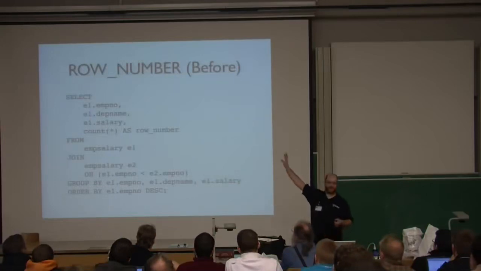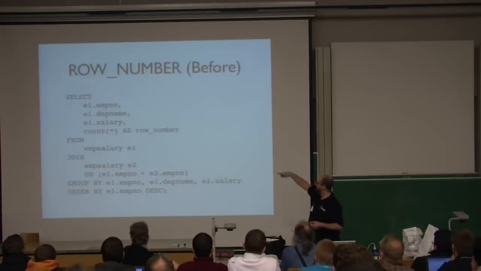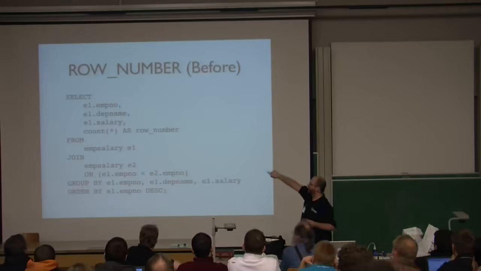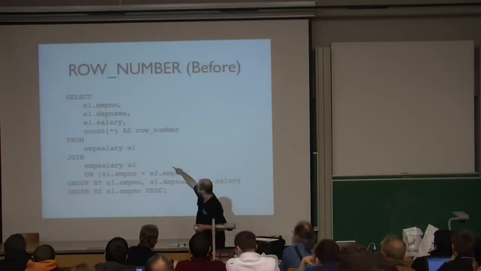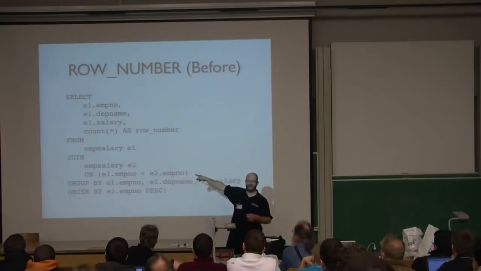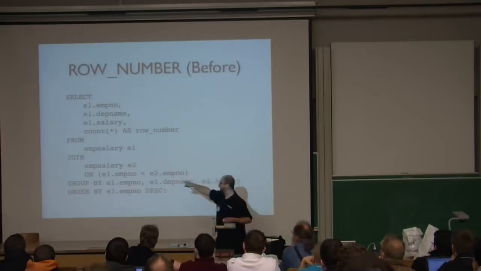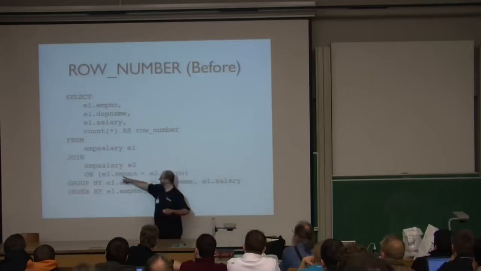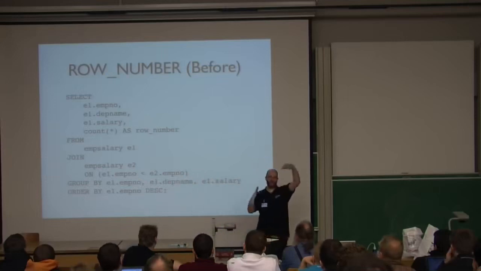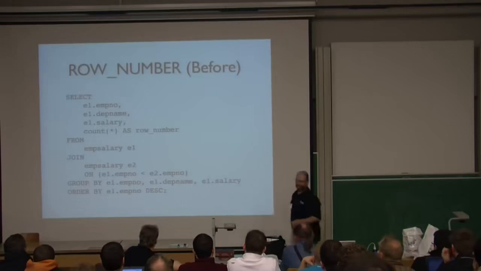So you have the classical employee table, and you join it to the, no, this is emp salary. So basically what you want to do is take the employee number, department name, and salary, count star as row number from emp salary E1 join emp salary E2. So you're going to join it to itself, and then it's sort of a cross join. So you get the upper part of the triangle of the cross join, and then you group by this and that and the other thing.